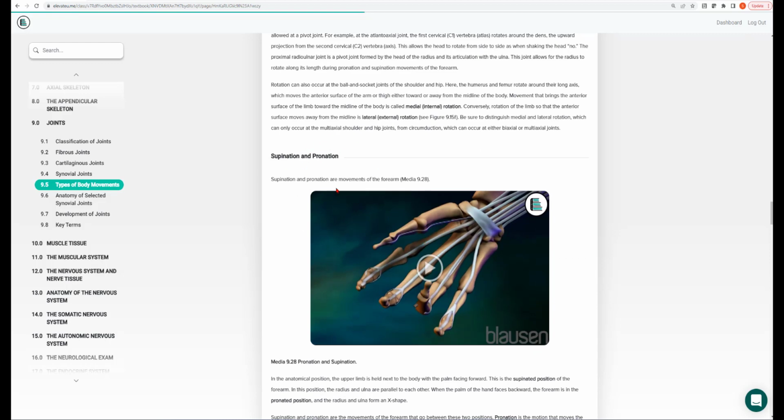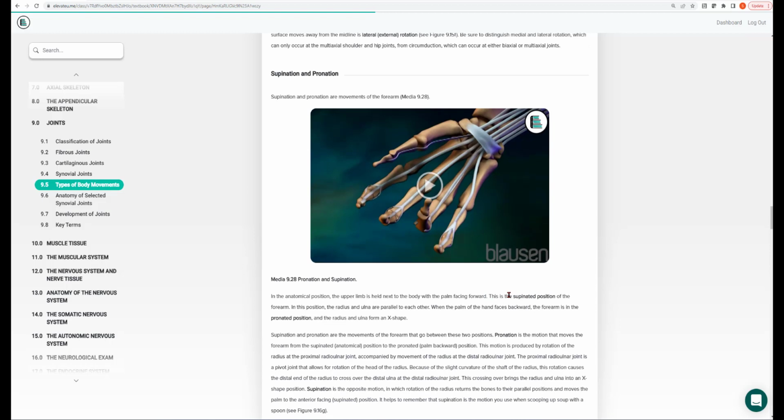Supination and pronation, I already mentioned those. This video will help clarify that for you. Again, the supinated position is bringing the forearm back to anatomic position. Let me get my supper. Whereas when you face your palm backwards, that is pronation.